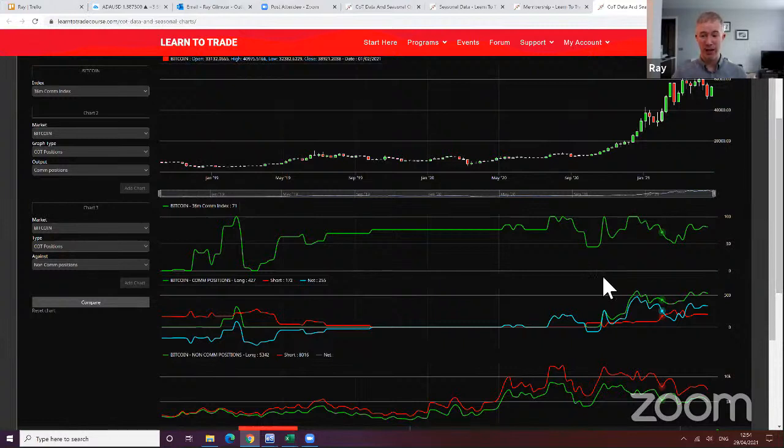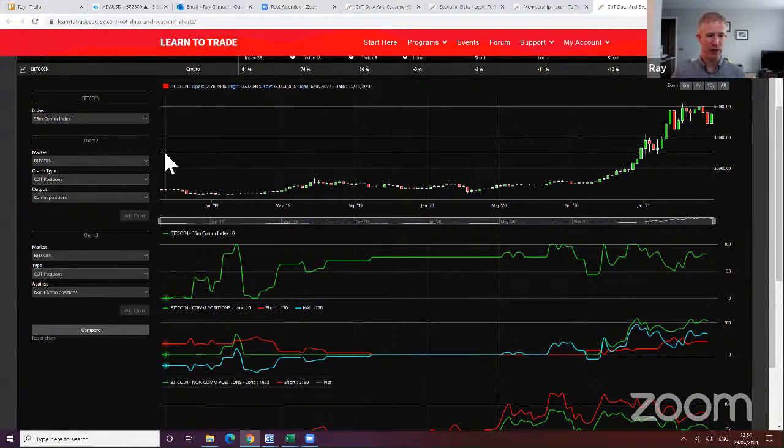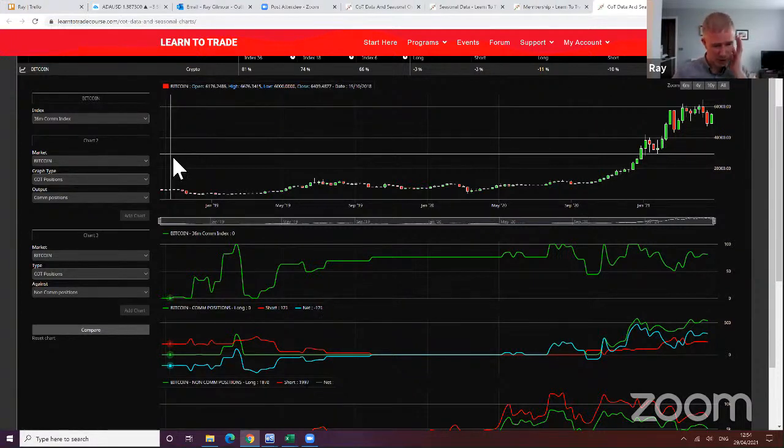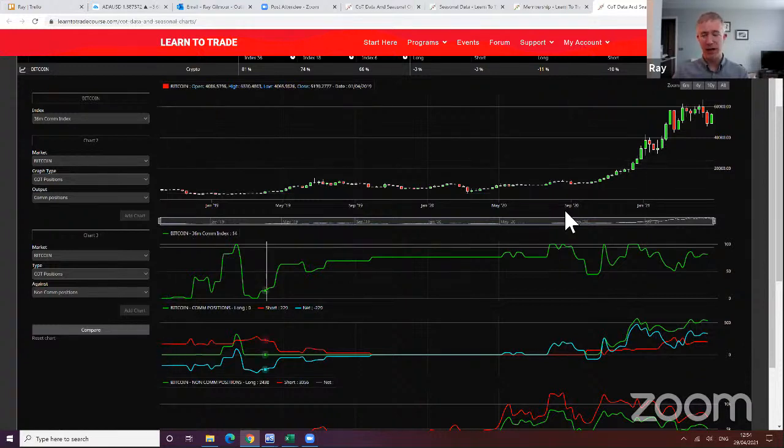And on the flip side of this, the commercials have actually been the buyers in the market as we've trended higher. What is really interesting is when they've done that buying. We only have 2 years of data for the COT data. The futures contract was only released April 18, so we have the data going back through that. There is a seasonal chart I'll take a look at in a second.